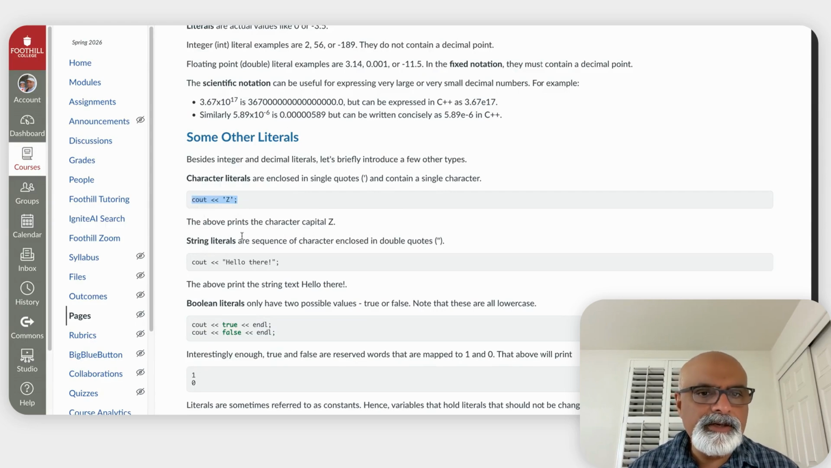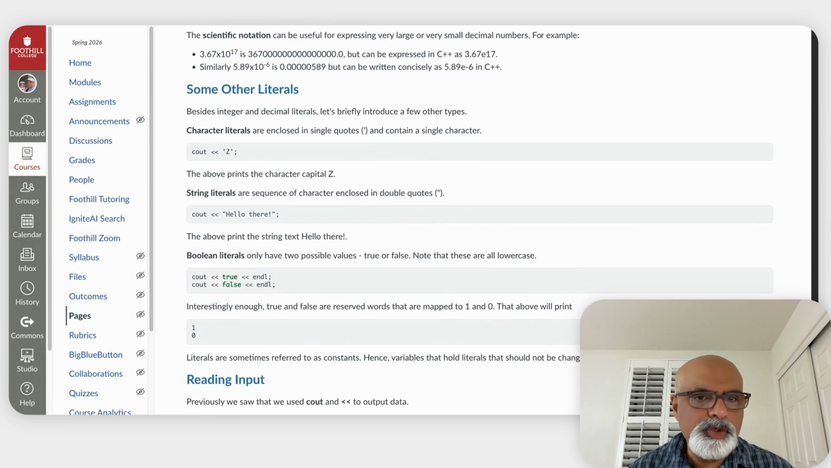Now, string literals are a sequence of characters, right? And these are enclosed in double quotes. So here's a string literal that contains hello there exclamation, and the above prints that string. Boolean literals have only two possibilities. It is true or false. Note that these are all in lowercase and you can print them as follows.